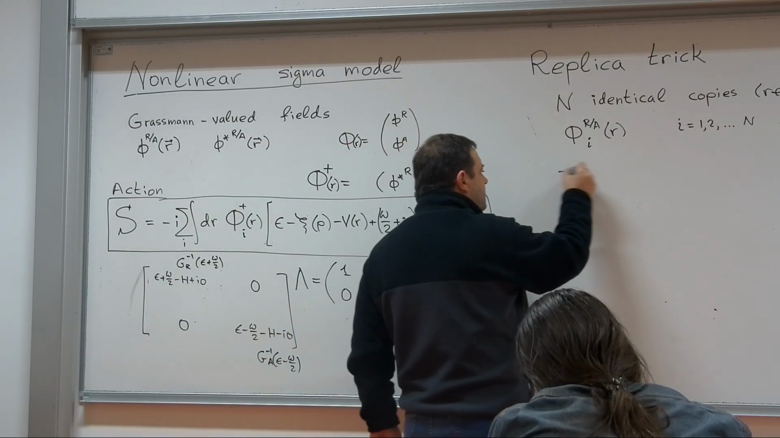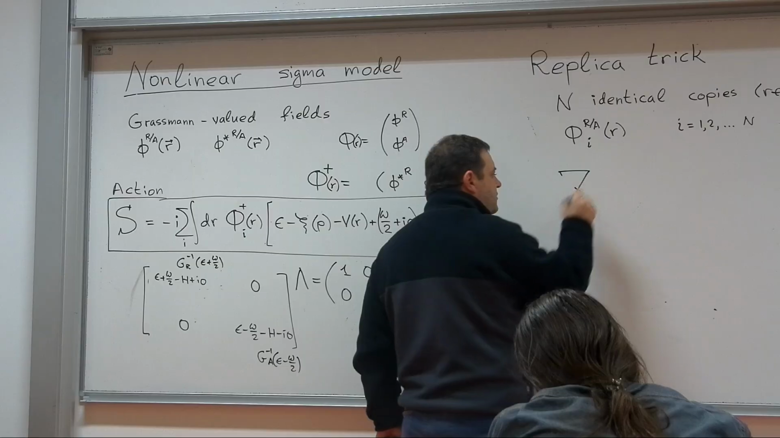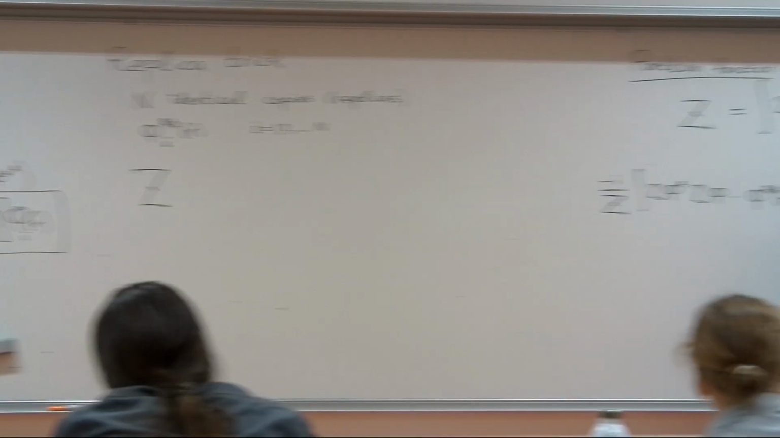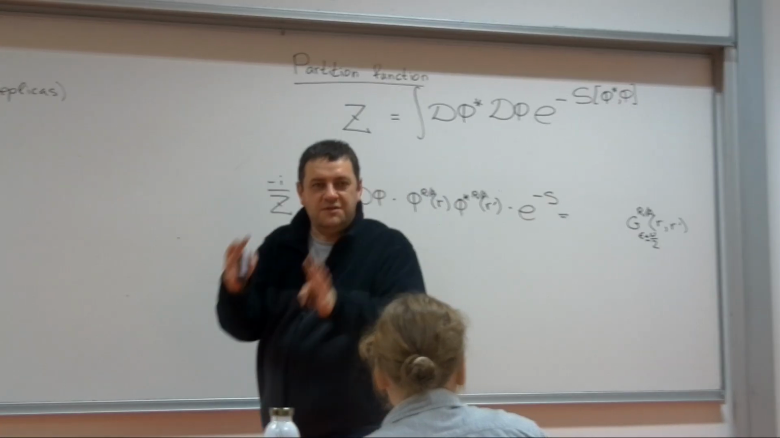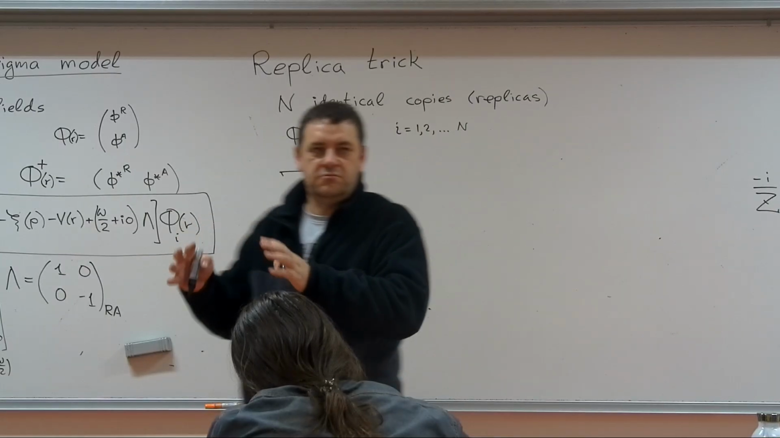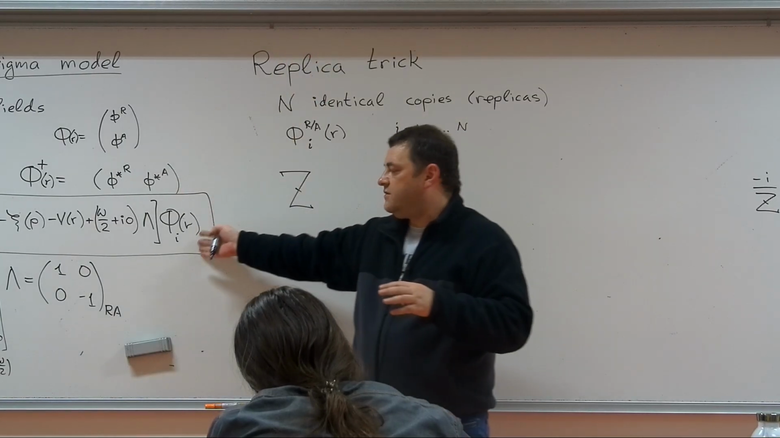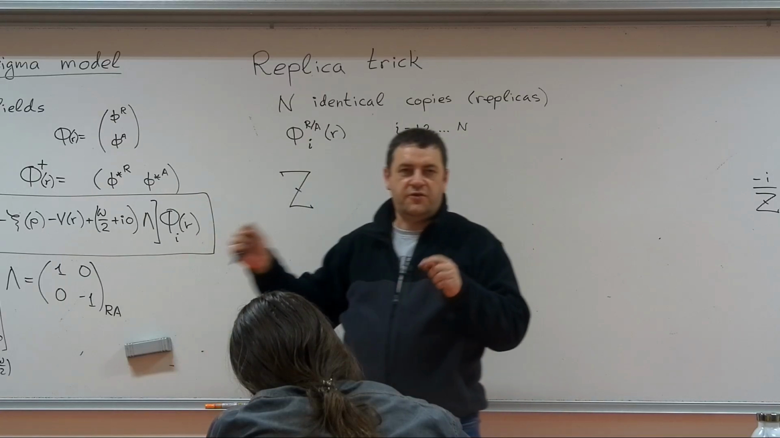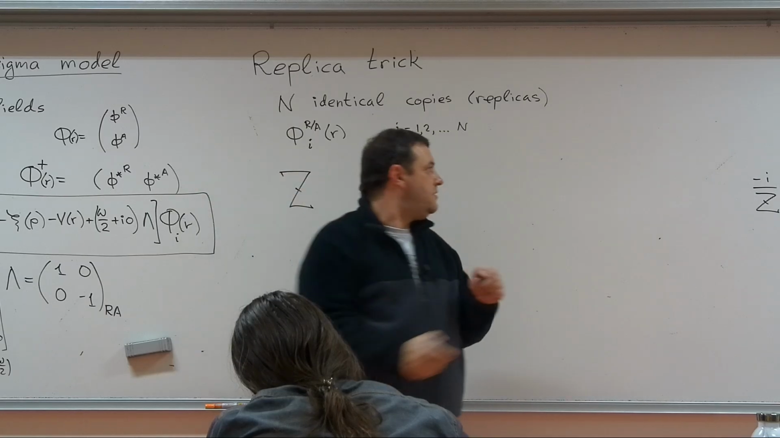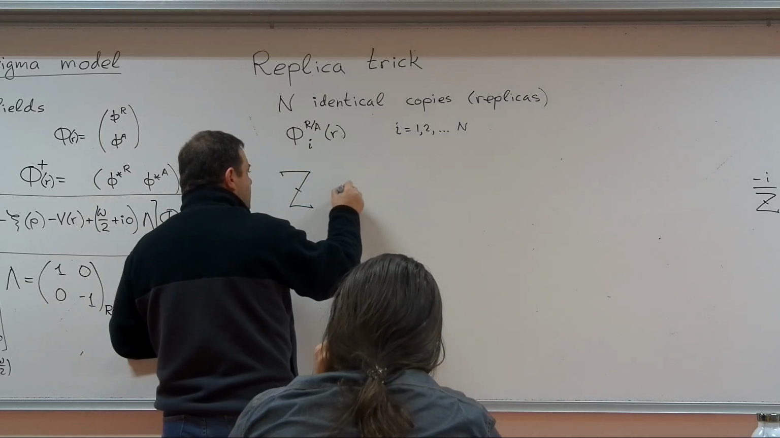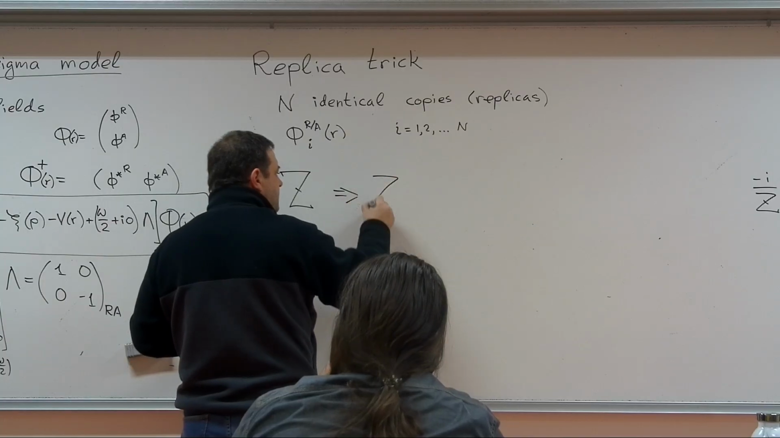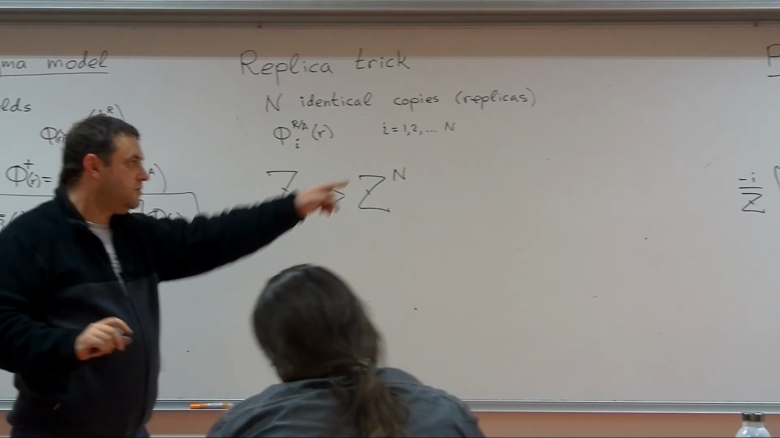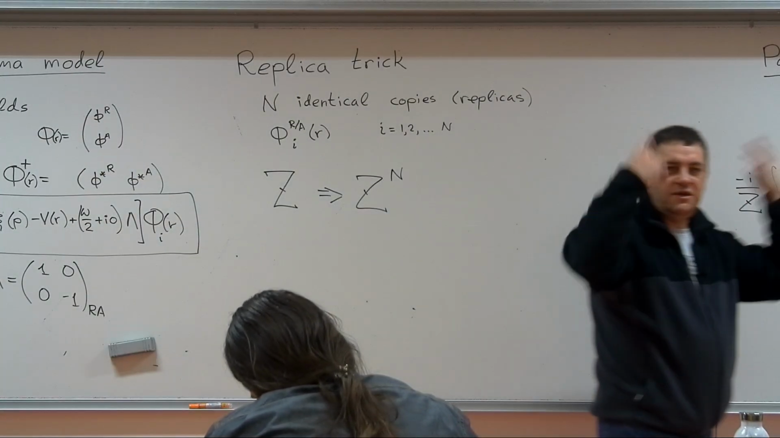The total partition function, Z, which is this integral here, is now a product of n identical integrals. Because we have the sum in the exponential, we have a product, and each integral over each phi is independent. So Z is replaced by the same Z to the power n. The total partition function is raised to the power n.